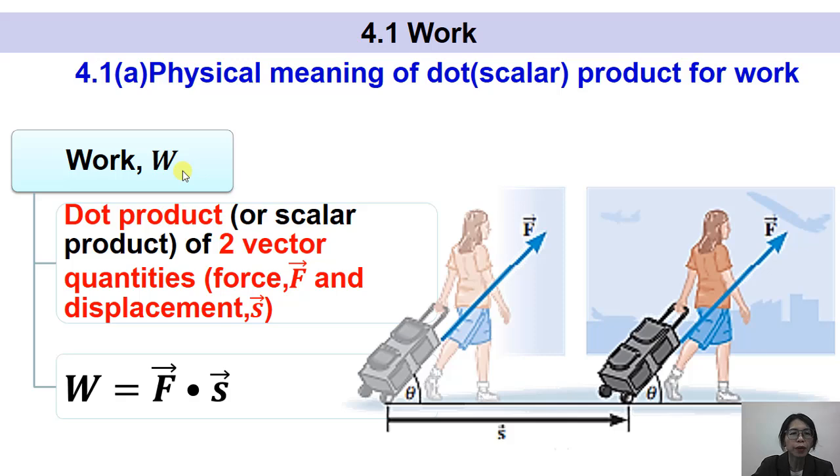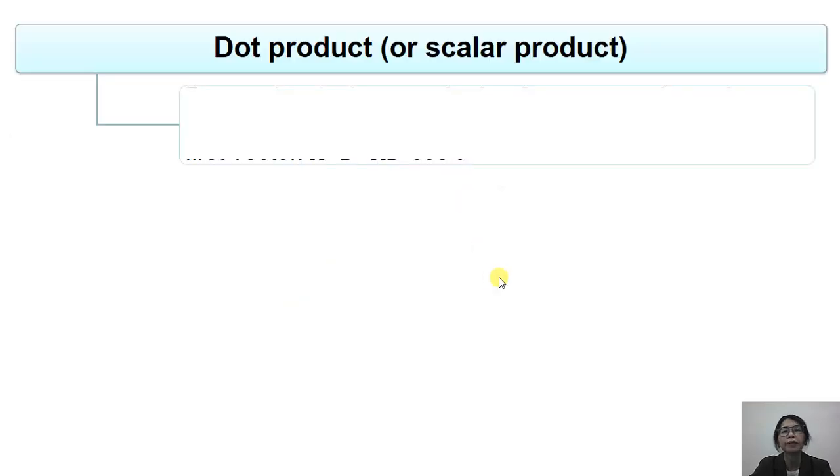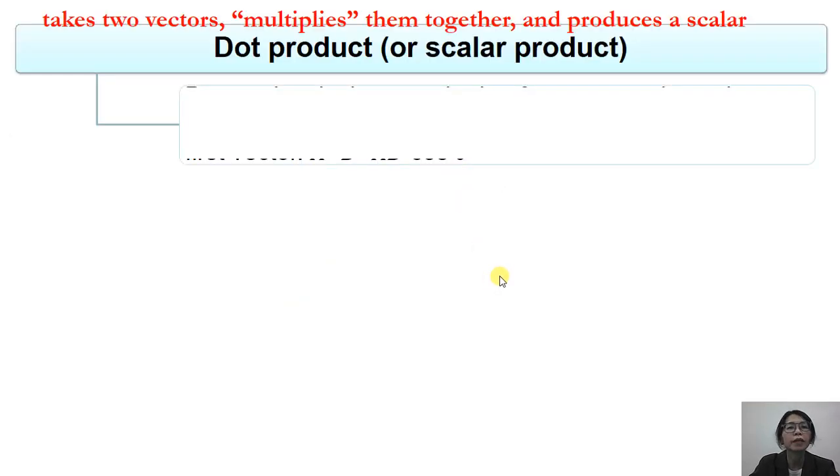In physics, work is defined as the dot product, or we call it the scalar product, of two vector quantities, which are vector force F and vector displacement S. So represented in mathematics, W is F dot S. So what is dot product or scalar product? Dot product means we take two vectors, multiply them together, and produce a scalar quantity.